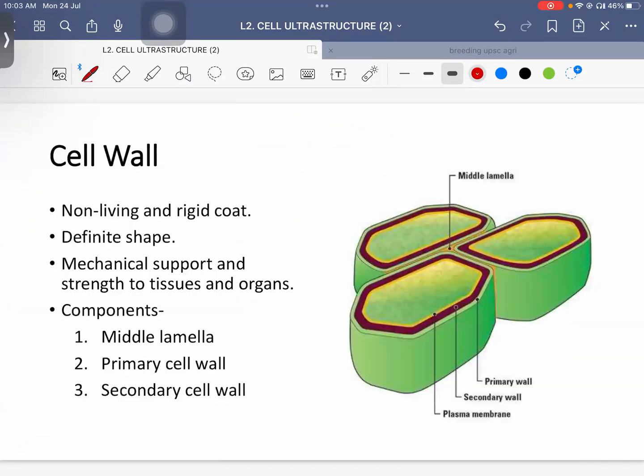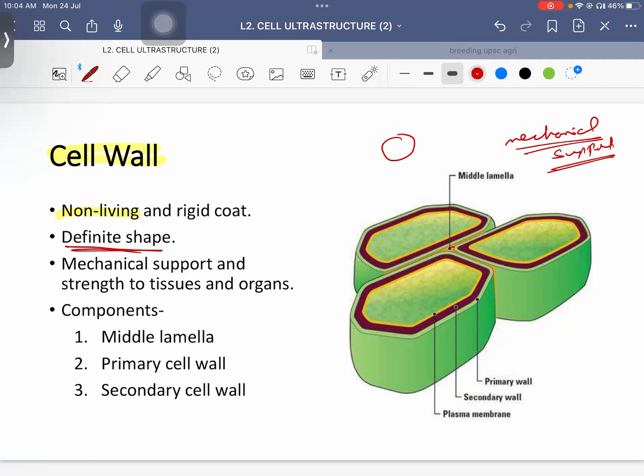So the first topic which we should remember is about cell wall. So what is cell wall? It's a non-living and rigid structure, and it provides a definite shape to the cell. It also provides mechanical support to the tissues and organs, and gives them structure.